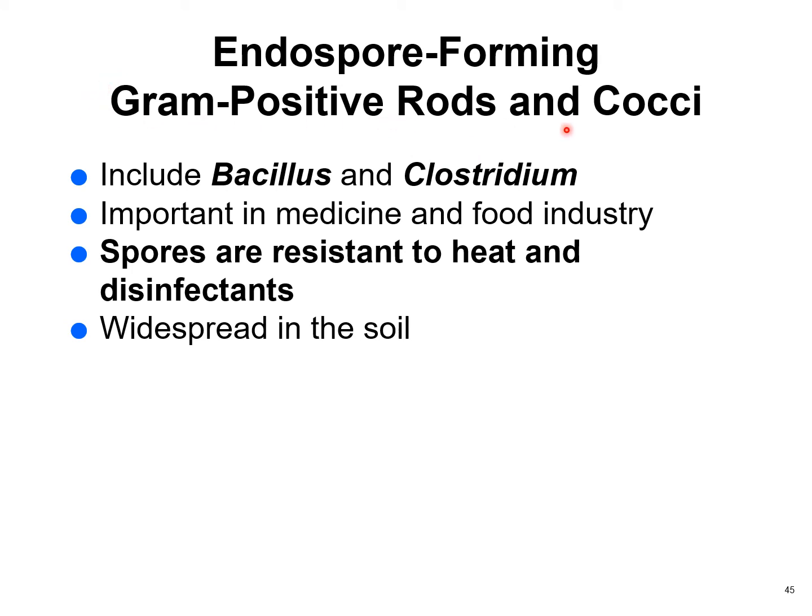Endospore-forming gram-positive rods and cocci examples: Bacillus, Clostridium. These are really important in the medicine and the food industry. The spores are resistant to heat and disinfectants. They're widespread. Examples of Clostridium: Clostridium botulinum causes botulism. Clostridium tetani causes tetanus. These are things you don't really want.